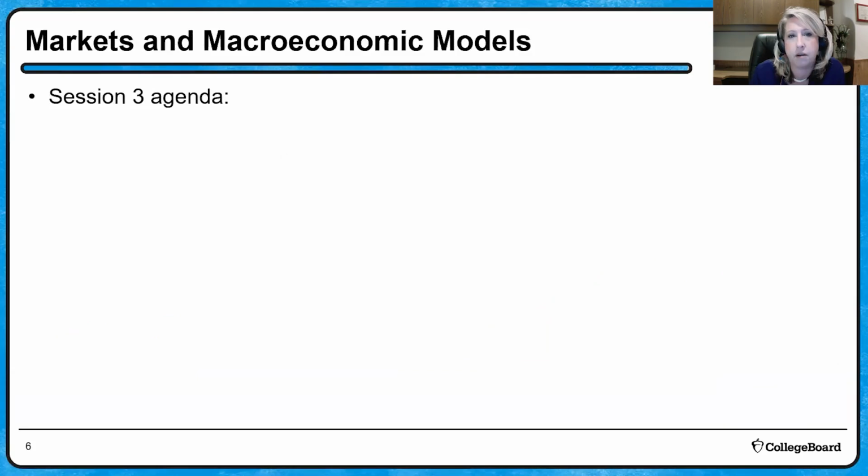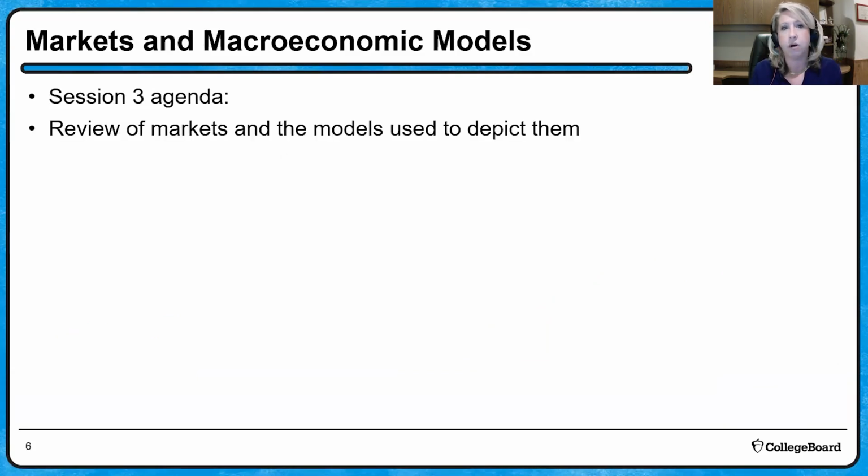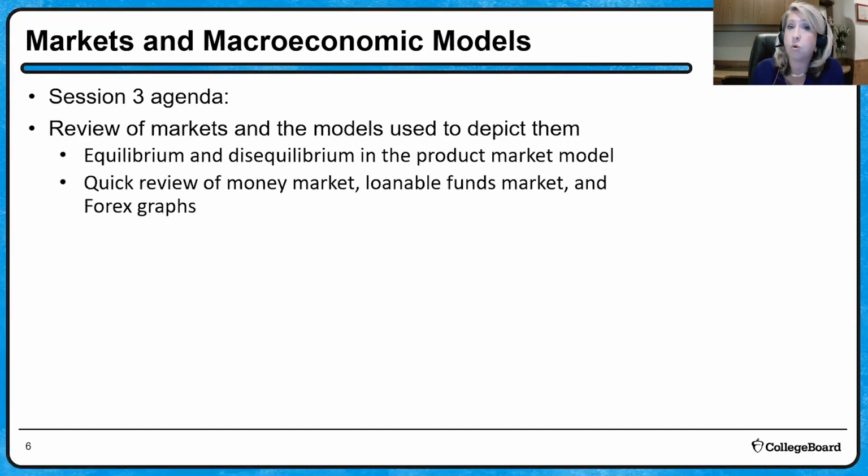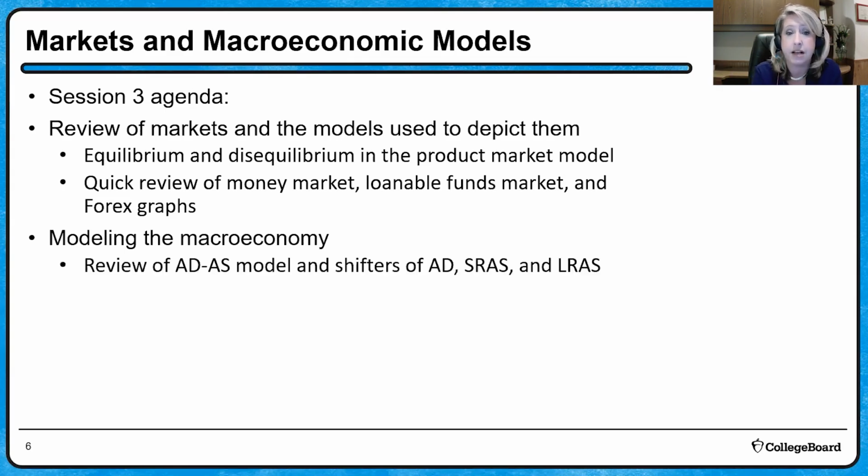So here's what's on tap specifically. We want to review those markets and the models we use to depict them. We're going to be talking about equilibrium and disequilibrium in the product market model. Then we'll take a quick review of money market, loanable funds market, and Forex graphs. We're going to talk about how do we draw them, how do we correctly label them, and how do we use them. But that's going to be a quick review, because where we're going to spend most of our time in this session is all of the different ways we can model the economy as a whole.